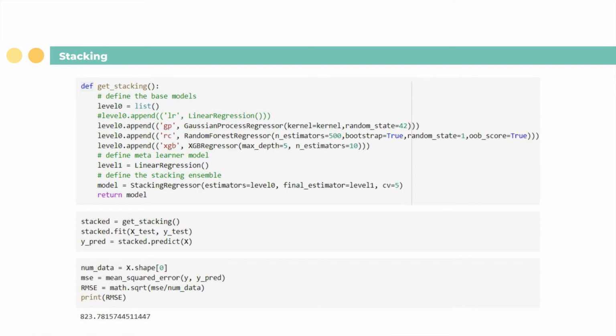And the stacking model, which incorporated the 4 previous models with linear regression as the final estimator, achieved an RMSE of 823. We tried stacking with each of the 4 models as the final estimator, and the linear regression model yielded the lowest RMSE. Overall, the random forest and stacking models achieved the lowest RMSEs. Random forest's RMSE was the lowest at 403, and the stacking model was the second lowest at 823.